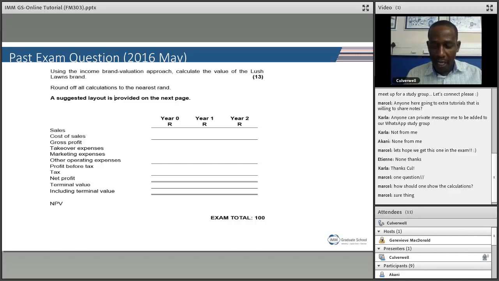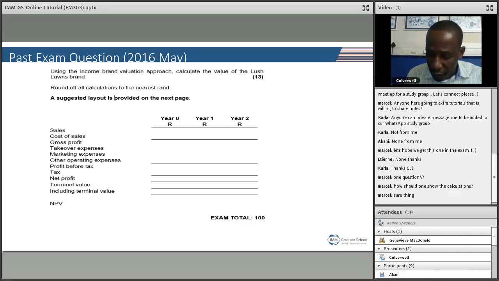I'll move on to other operating expenses. There were 2.5 million in year 0. 2.5 million times 1.05 gives you 2,625,000 for year 1. Times 1.05 to give me 2,756,250 for year 2. So for year 1 and year 2, the only expenses I now have are marketing expenses and other operating expenses, because takeover was only in year 0. I'll then do my subtraction to get my profit before tax.